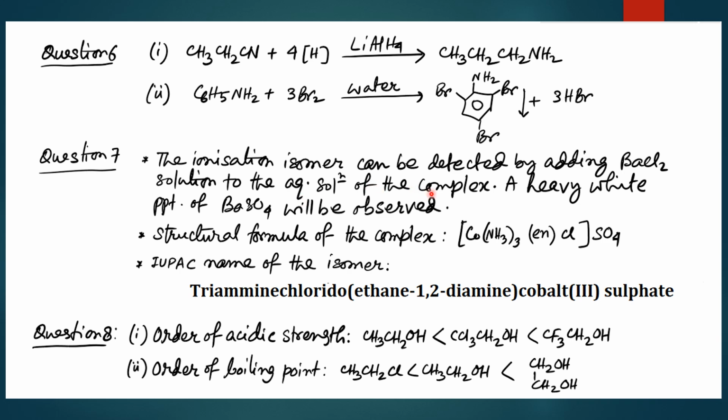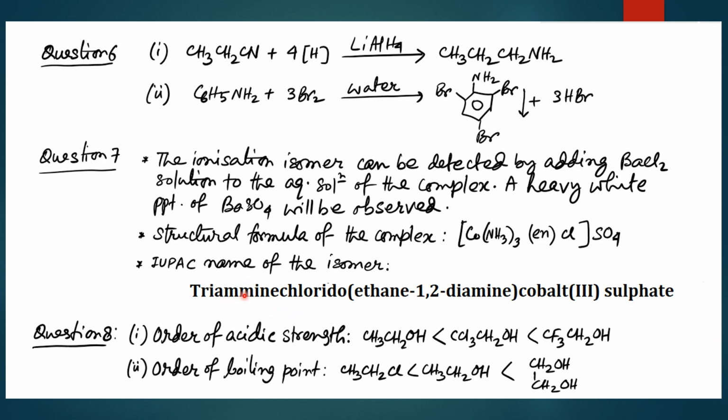Now the ionization isomer, so simply you will exchange the chlorine and sulfate. Now sulfate will become the counter ion and chlorine will become the ligand. So that will be your complex. Now if this is your complex, sulfate being the counter ion is ionizable now. So if you add barium chloride, then it will give you the heavy white precipitate of barium sulfate. In that way you can identify this ionization isomer. And this will be the name.